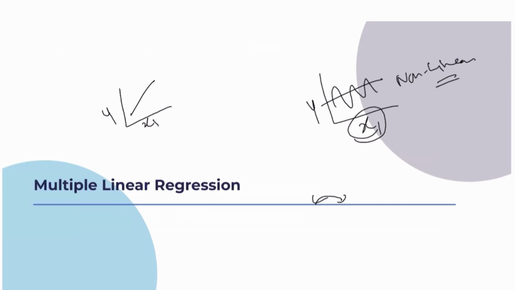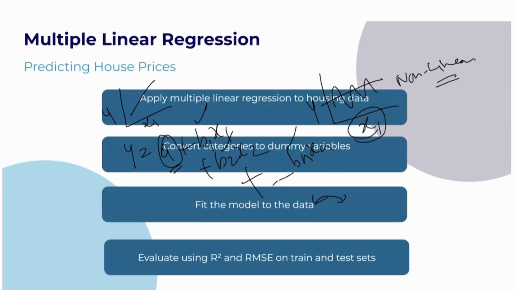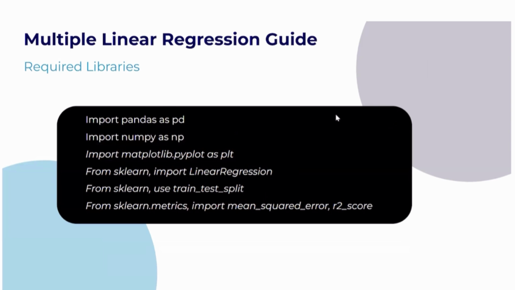Then comes multiple linear regression. What is multiple linear regression? Now we'll have multiple variables, X1, X2, and so on. Okay, guys, so I have multiple coefficients, B1, B2, B3, and the constant is only one. That's it, that's the only difference. Now let's have a multiple linear regression.